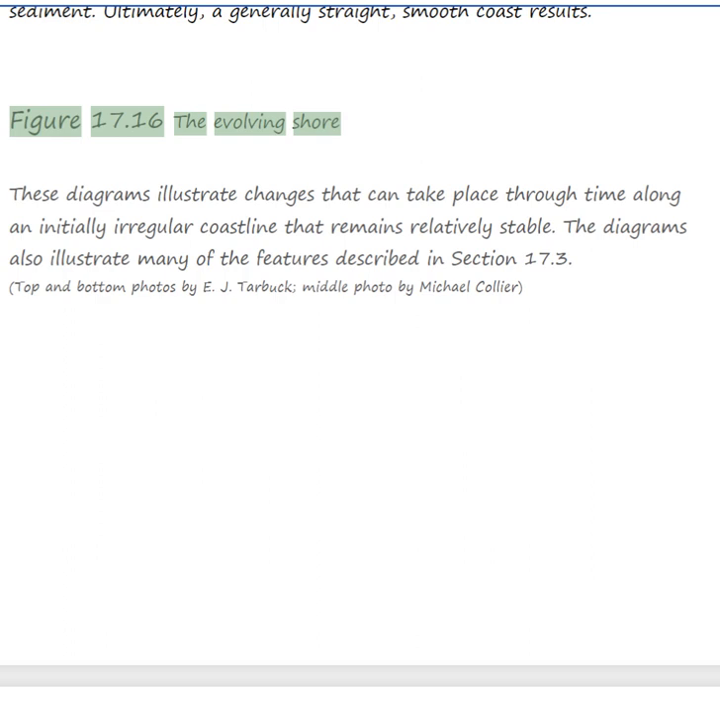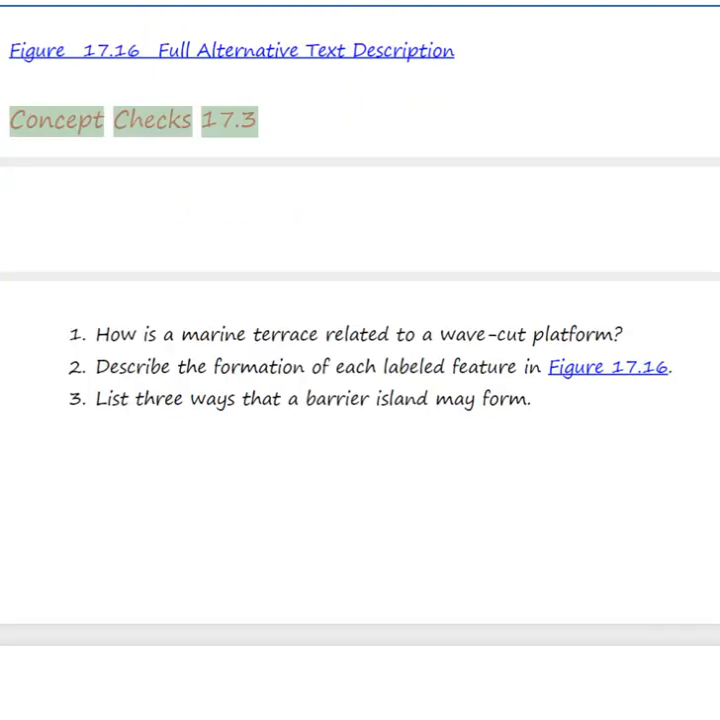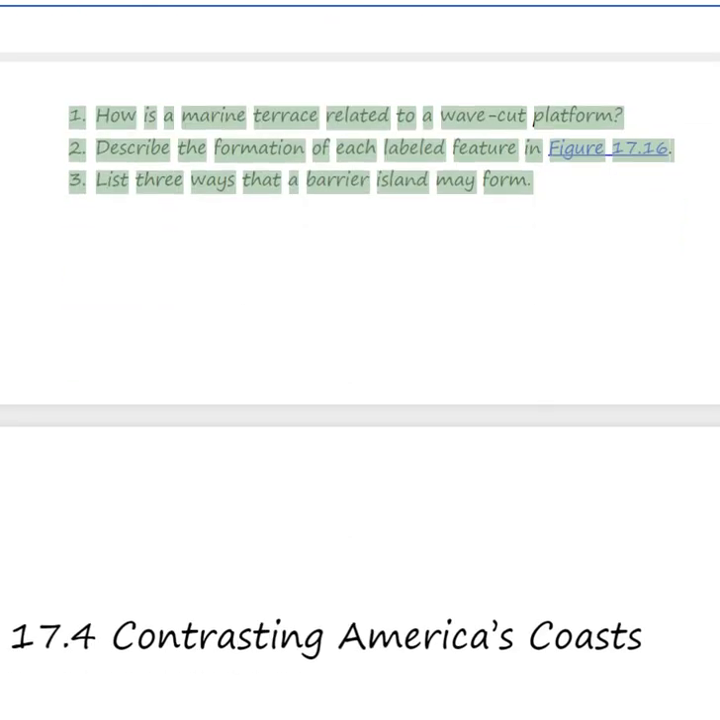Figure 17.16 The evolving shore. Figure 17.16 Full alternative text description. Concept checks 17.3. 1. How is a marine terrace related to a wave-cut platform? 2. Describe the formation of each labeled feature in figure 17.16. 3. List 3 ways that a barrier island may form.